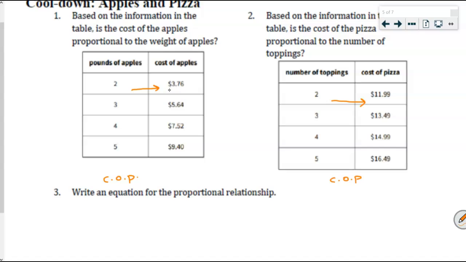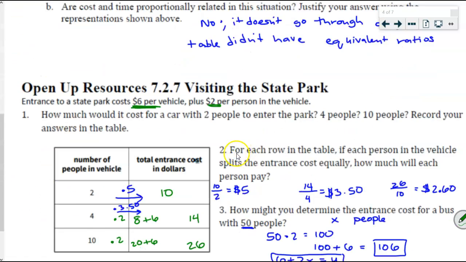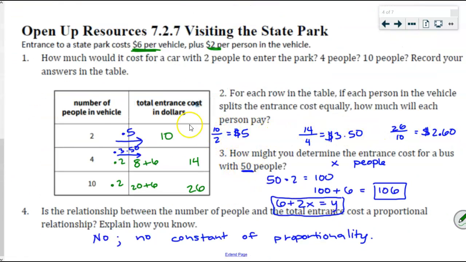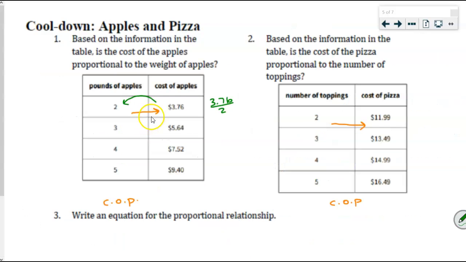Cambria? I would say, let's work backwards. 3.76 divided by 2. Fun fact, isn't that what that other question was asking us to do? Right here. Yeah, exactly. We didn't realize it, but it was asking us to work backwards to find that constant of proportionality. And here, we already know when I can't go forwards, when I don't know how, I work backwards.